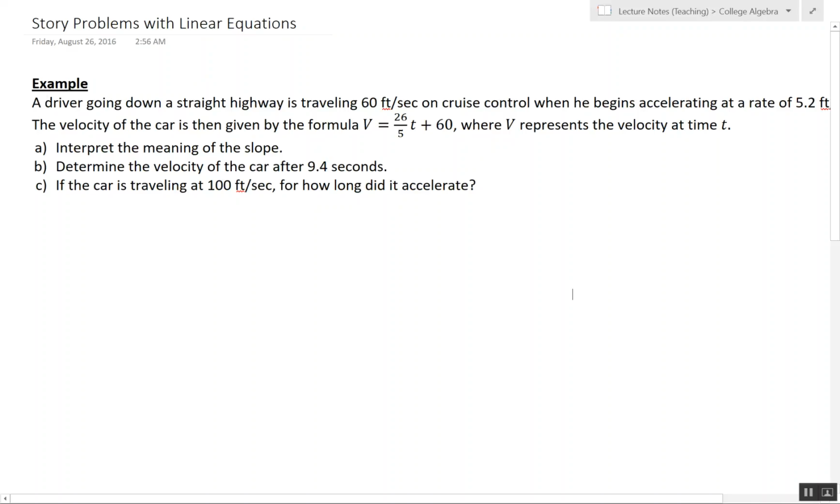Hi everyone, I'm back with everyone's favorite topic, story problems. So we're going to do story problems with linear equations today, so I have a sample problem here to try out for you.